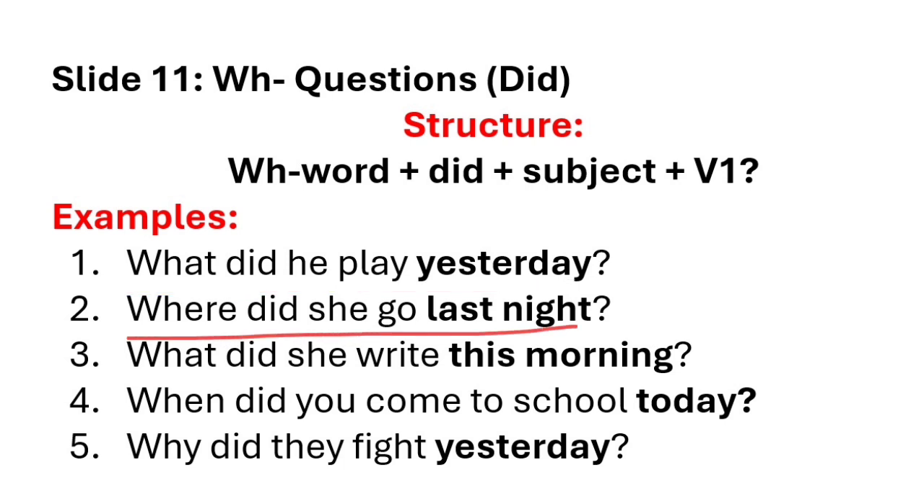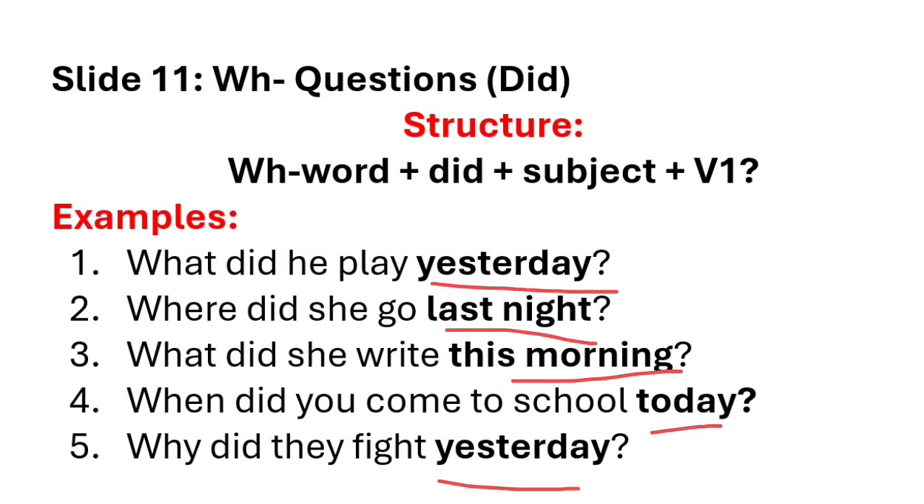Okay, now see the second one. Where did she go last night? So here first the WH word is where, did she go last night? Okay, now see the third. What did she write this morning? Fourth question, when did you come to school today? The last one is, why did they fight yesterday? So now see all the time words I have highlighted here so that you can understand where we have to use them. Whenever you talk about the past, only then you can use this, because did is used in simple past tense, right? So that's all about WH questions using did.